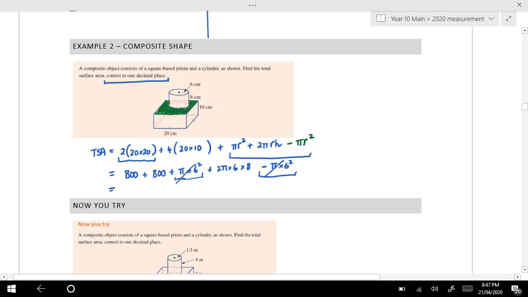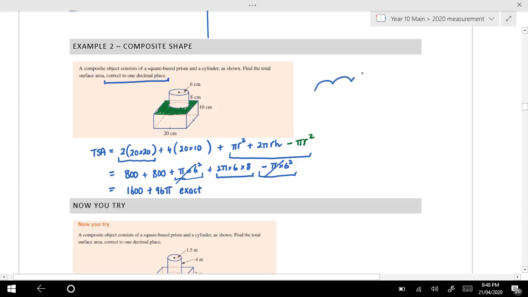And what we have is, let's bring these together. 800 plus 800 is 1600. And then over here we've got 2 pi. 2 times 8 is 16, times 6 is 96. So that's 1600 plus 96 pi. Well, that's our answer. If I was asking you for exact, you could do this. That would be the exact answer. You just leave it in terms of pi.